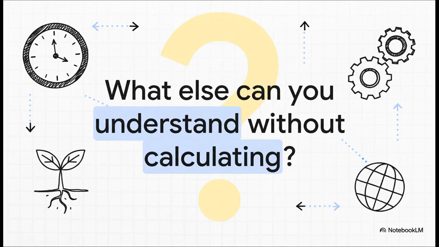And that's really the big takeaway. We started with the rules for calculating, but we ended with a tool for understanding. This ability to predict an outcome is such a powerful way of thinking. So I'll leave you with this question. Now that you can predict answers with fractions, what else in the world can you understand just by looking at the relationships without ever needing to do the math?